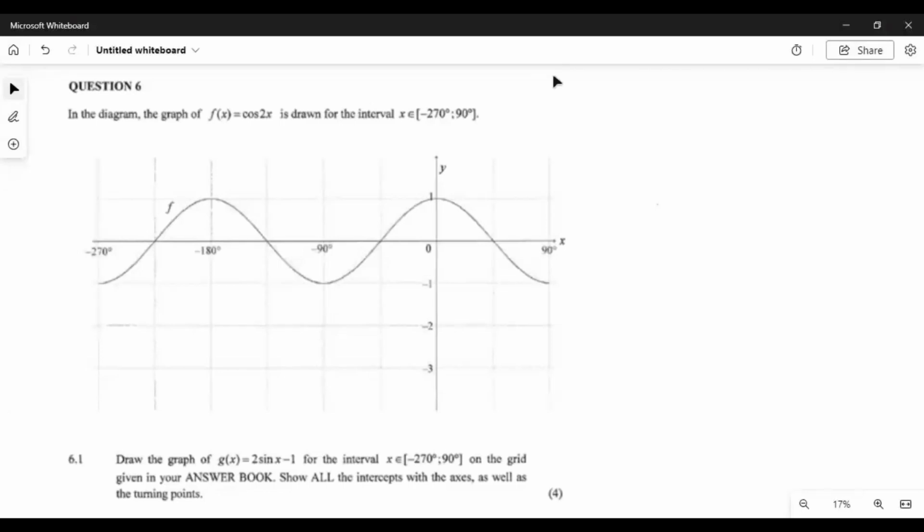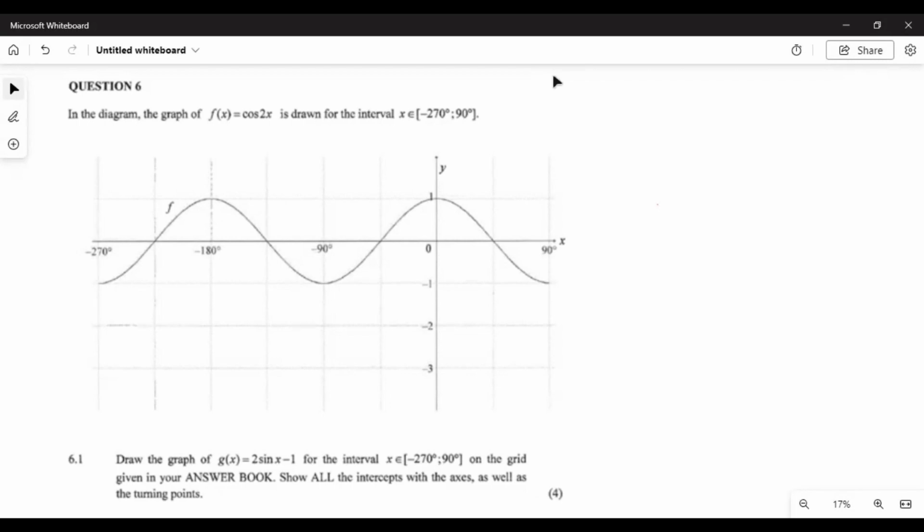Question 6 says, in the diagram, the graph of f(x) = cos 2x is drawn for the interval where x is between -270 degrees and 90 degrees. 6.1 wants us to draw the graph of g(x) = 2 sin x - 1 for the interval between -270 degrees and 90 degrees.